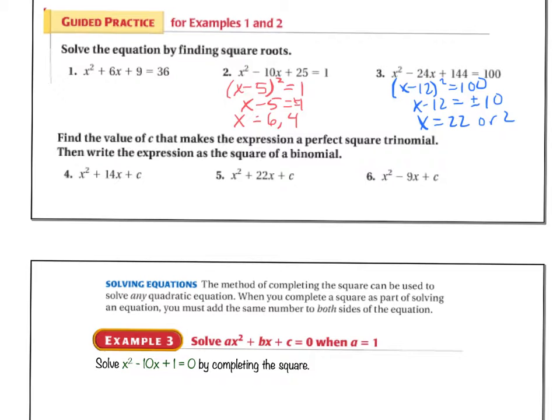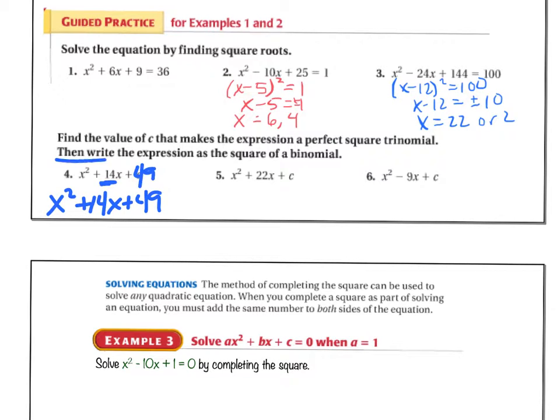All right, number 4 then is working on finding or creating the perfect square trinomial. So I will do number 4 with you, and then you can do 5 and 6 on your own. So step 1 was to take b and take half of it. So 14 divided by 2 is 7, and then you're supposed to take that answer and square it. And 7 squared is 49. That means I'm going to put 49 in for c. And so I'll just rewrite the expression as x squared plus 14x plus 49.